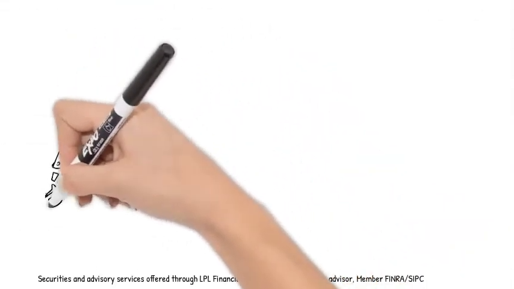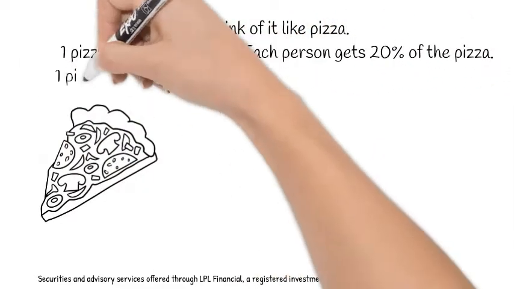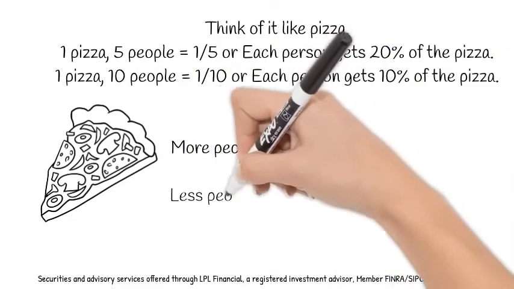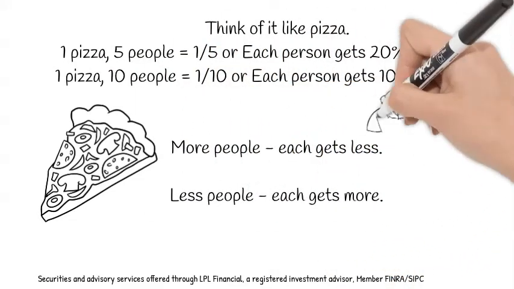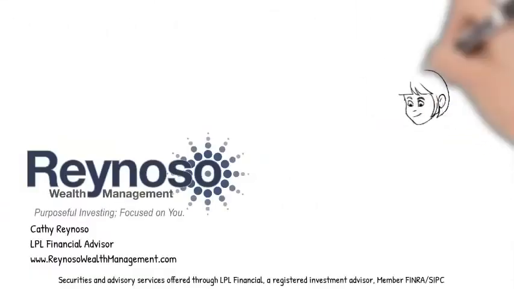Think about pizza. Oh, yum, pizza. You have one pizza, 5 people. Each person would get 1/5 or 20% of the pizza. If you have 10 people, you would get 1/10 or 10% of the pizza. More people, less pizza. Less people, more pizza. Yum, pizza. I gotta go.